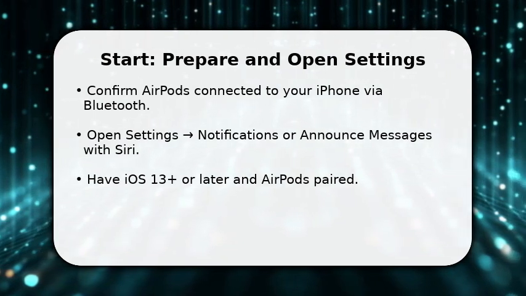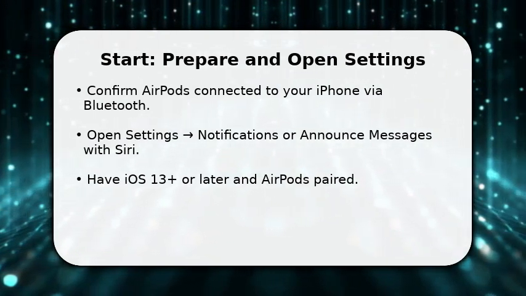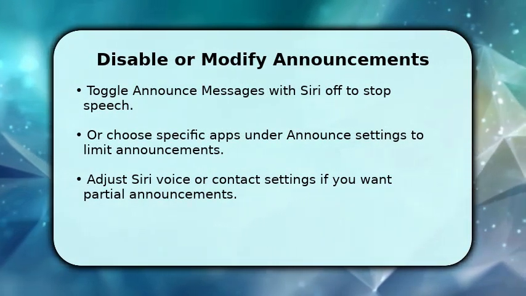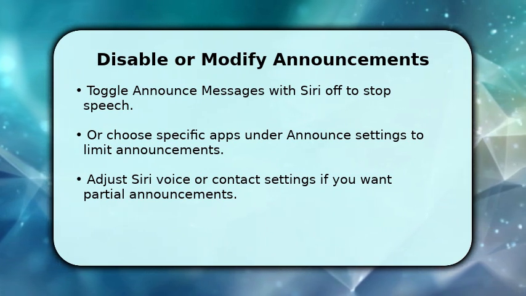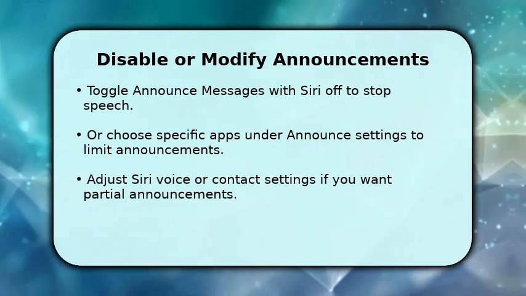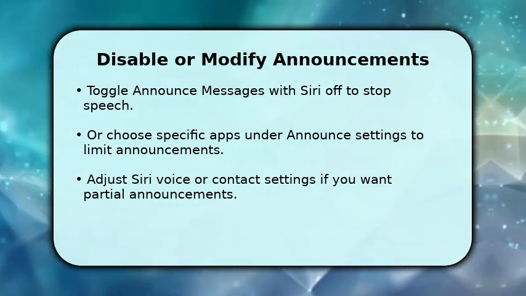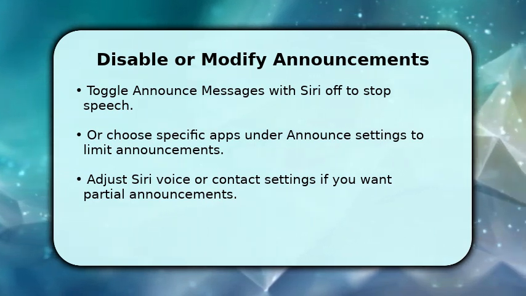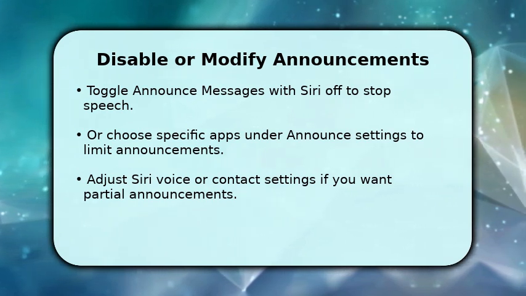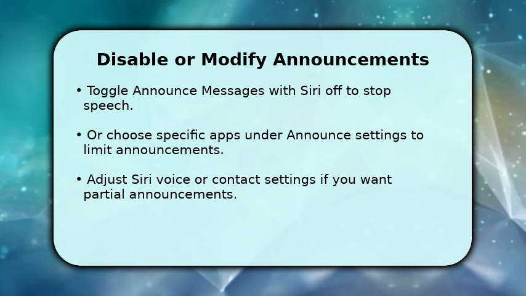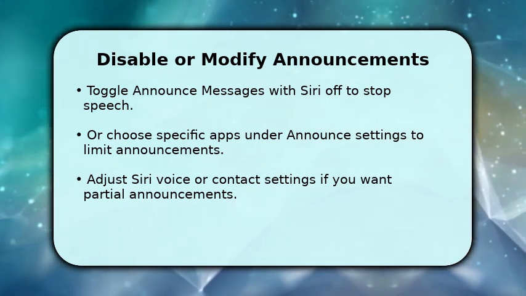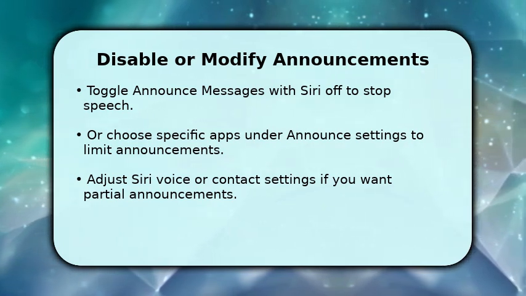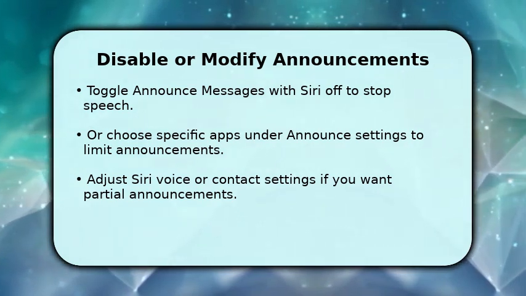Now change the announcement behavior. If you want no spoken notifications, flip Announce Messages with Siri off. That stops all voice reads to your AirPods. Alternatively, tap Announce Notifications and uncheck Apps one by one so only essential alerts speak. This keeps priority messages while silencing others. If you prefer partial reads, choose Announce when using AirPods or adjust Siri's contact settings so only messages from recent contacts are read. These finer controls let you balance silence and awareness without losing importance.